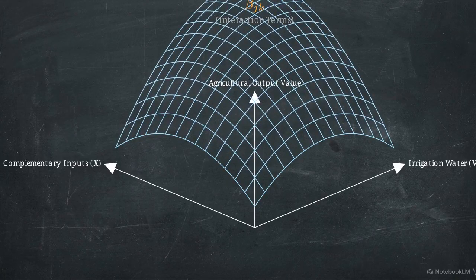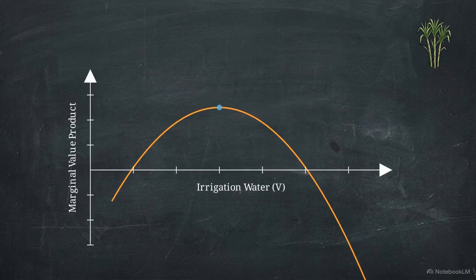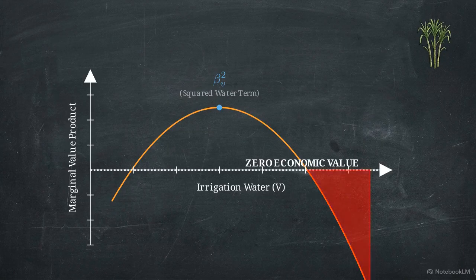Between 2019 and 2021, sugarcane cultivation registered negative marginal values for irrigation water. The translog equation's negative squared terms prove diminishing returns. Applying water beyond the physical capacity of complementary inputs, like labor or nutrients, actually destroys economic output.